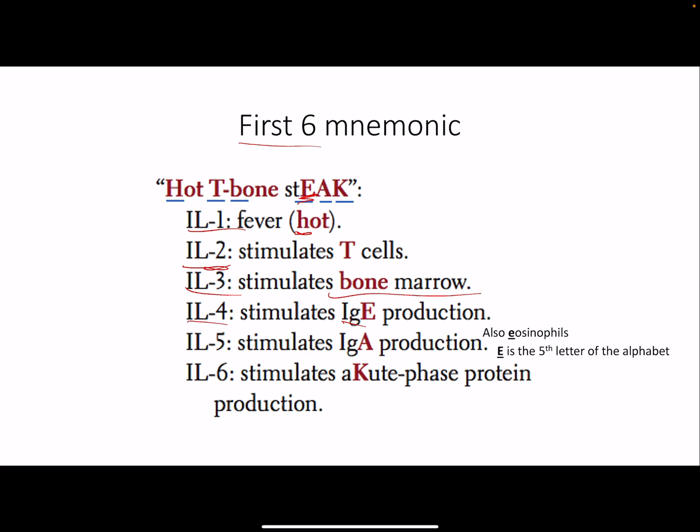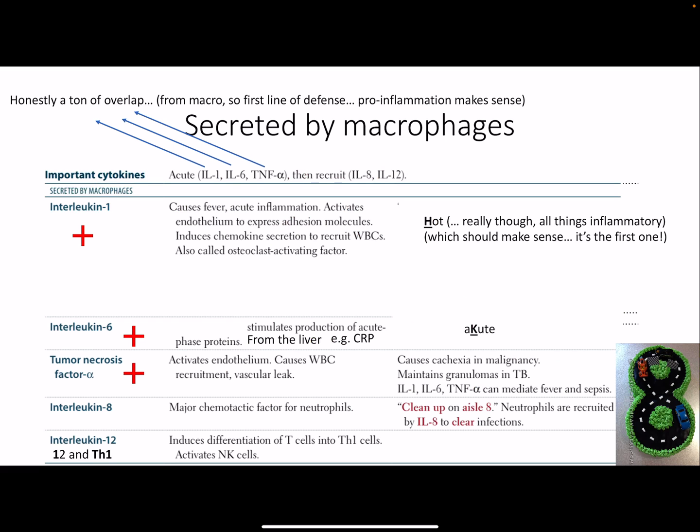So a B cell can go from an IgM, and if it receives the IL-4 cytokine, it becomes IgE specifically. On the other hand, if it receives IL-5, we saw that it becomes IgA. Eosinophils are also going to be stimulated by IL-5. And I always remember that E is the 5th letter of the alphabet, and this is IL-5. IL-6, steak, K is the last one: acute phase protein production, spelled with a K, which we'll talk more about in a second. All right, so let's talk about it right now.